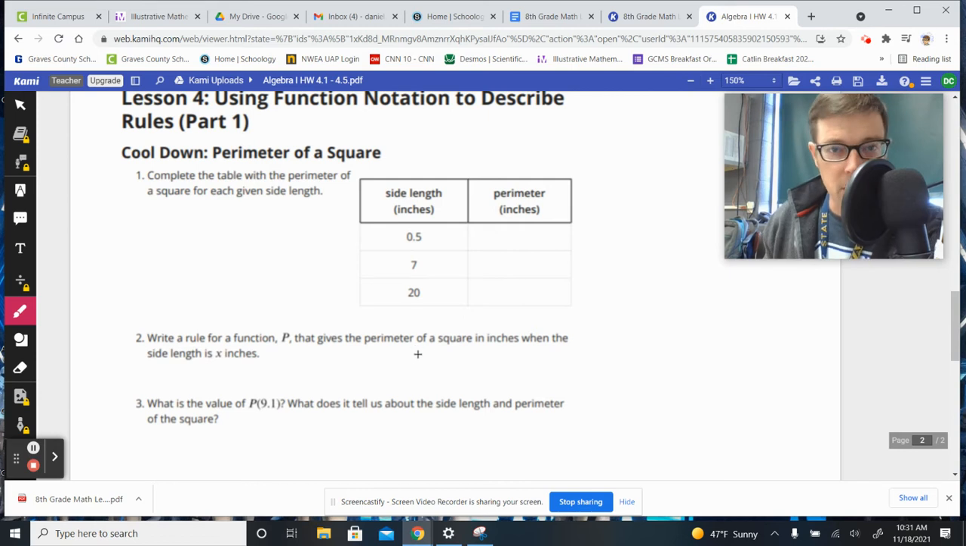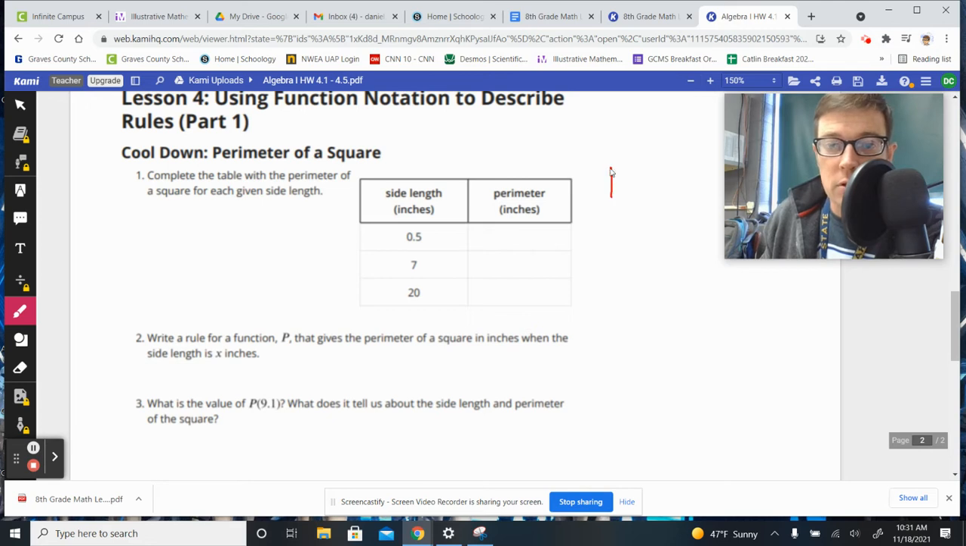And we're looking at our function notation. We're using it to describe different rules, write rules, interpret rules, fill out tables, and just to understand how it's written about these different situations. So we're looking at the perimeter of a square for this particular one. We're going to complete the table with the perimeter of a square for each given side length. So we're told how long the side lengths are, and we have to find the perimeter.